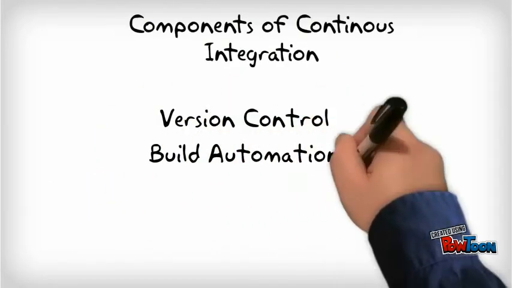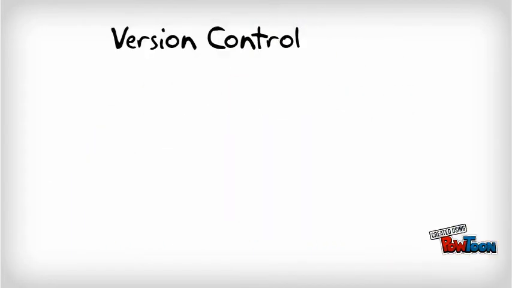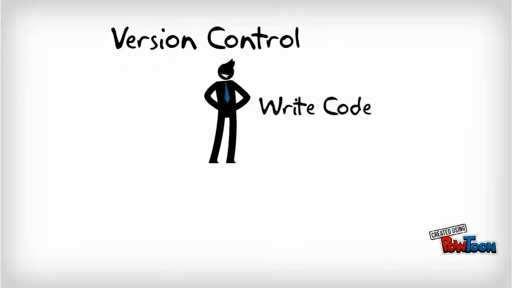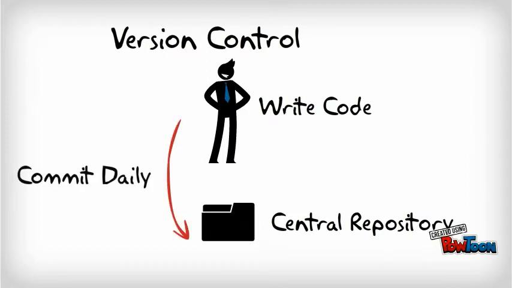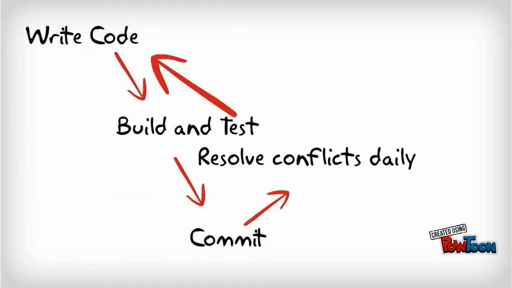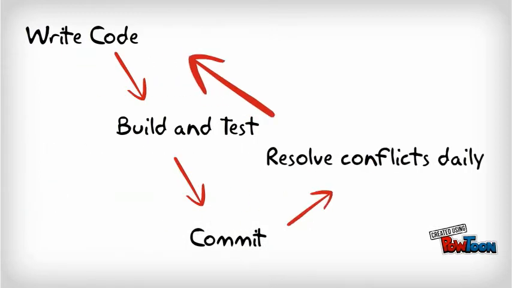There are three parts in continuous integration: version control, build automation, and deployment automation. Version control states that developers have to write code and have a central place for code to reside in. Written code also has to be committed on a daily basis, and all commits have to be built and tested to be working. This is so that code conflict can be resolved as early as possible. This reduces the number of conflicts that one has to resolve at the end of the development cycle.